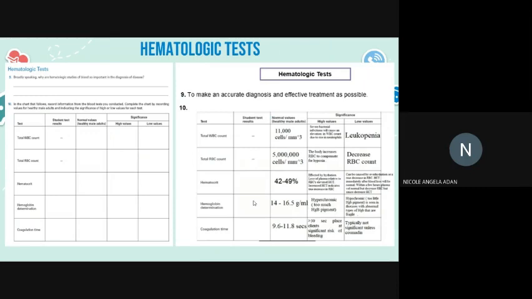If the white blood cell count is high, its significance is severe bacterial infection, which will cause an elevation in white blood cells and in white blood count due to a rise in neutrophils. If it's low, the cause is leukopenia. For the total RBC count, high values mean the body increases RBC to compensate for hypoxia. Low values mean decreased RBC count.